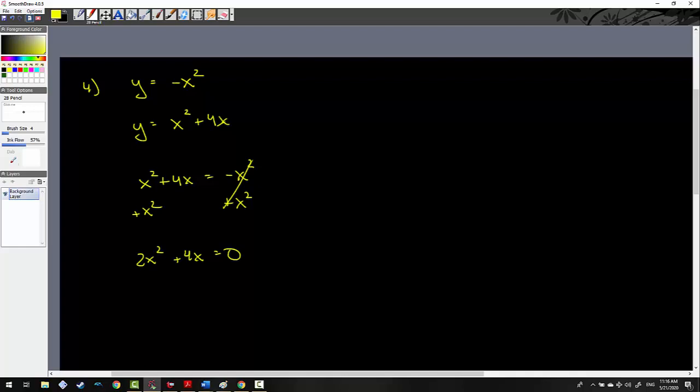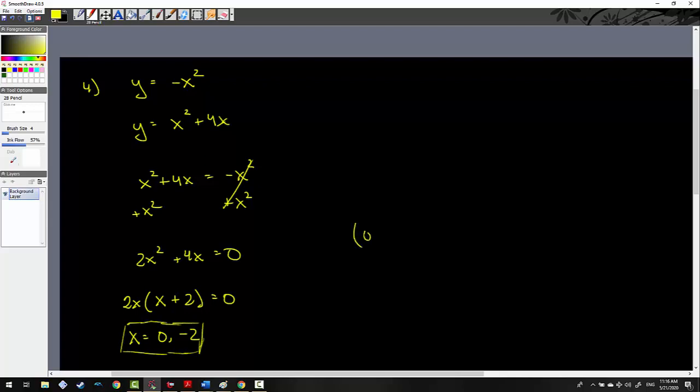Okay, we haven't dealt with this in a long time, but please don't forget your basic factoring. This is going to require GCF. I'm going to factor out a 2x. On the inside, that gives me x plus 2, which means x will either equal 0 or -2. All right, so keep that in mind, guys. Please don't forget your GCF and allow it to equal 0.